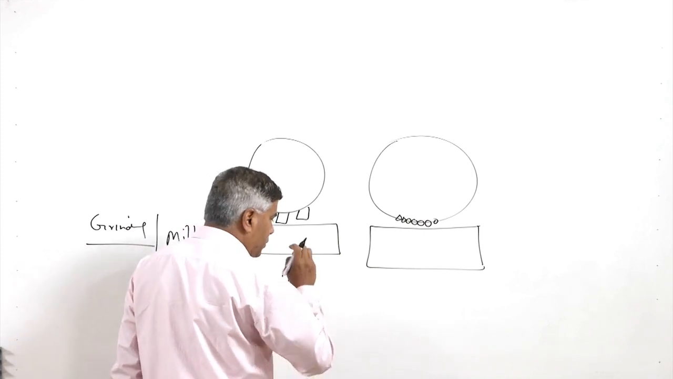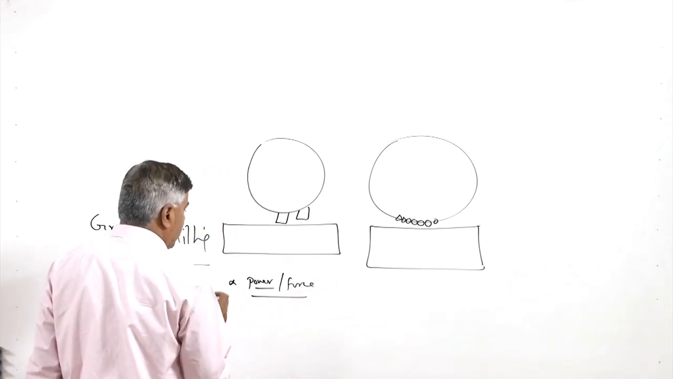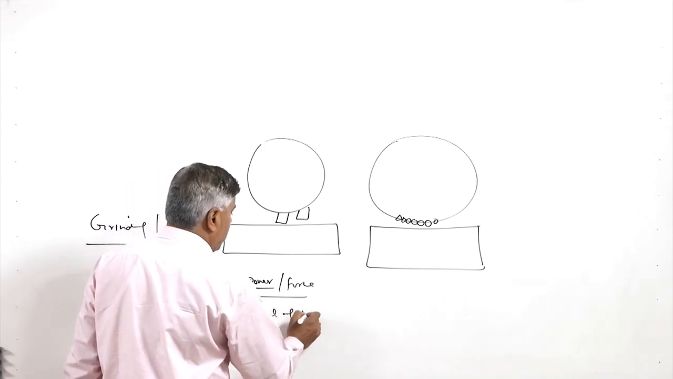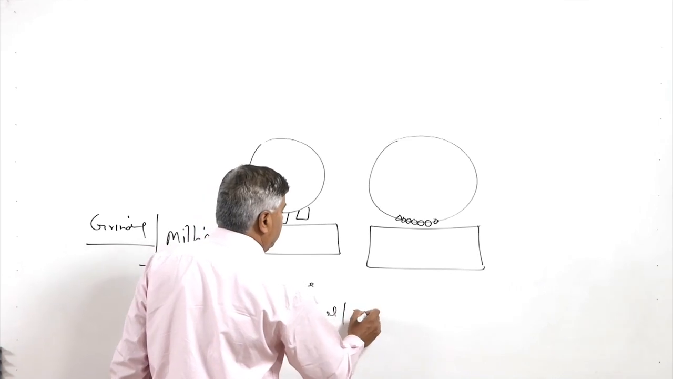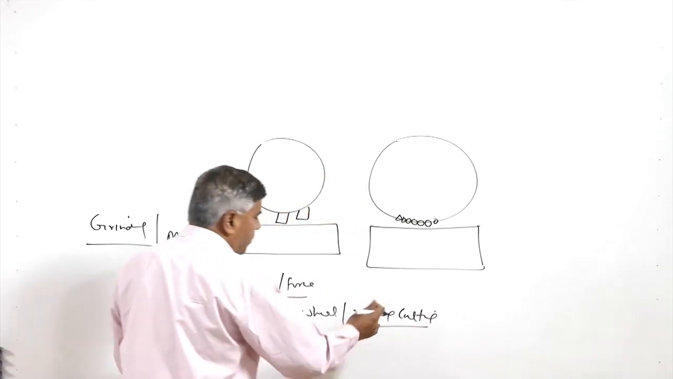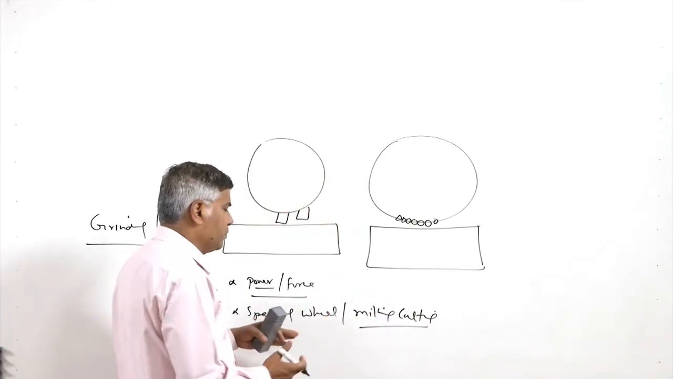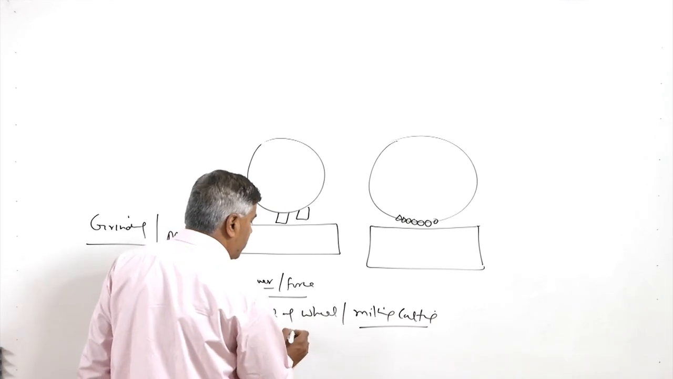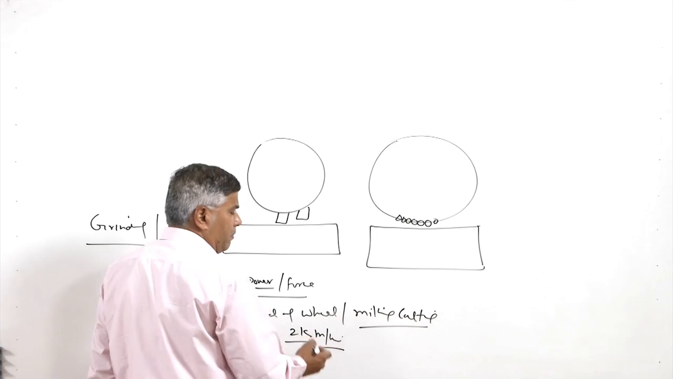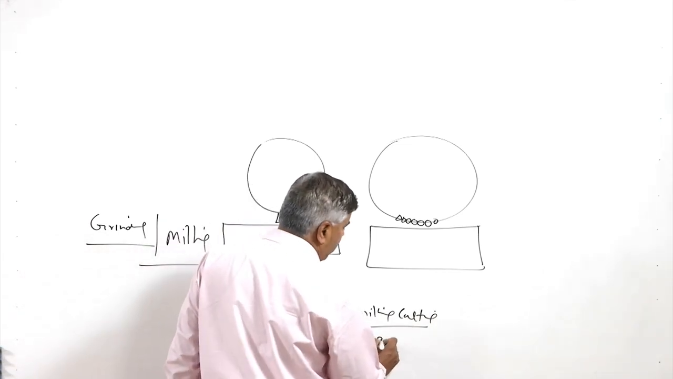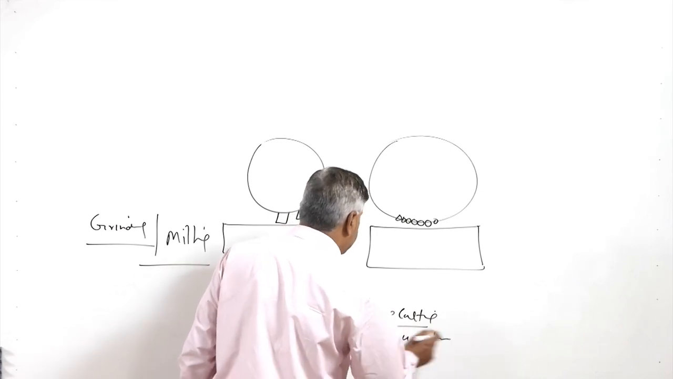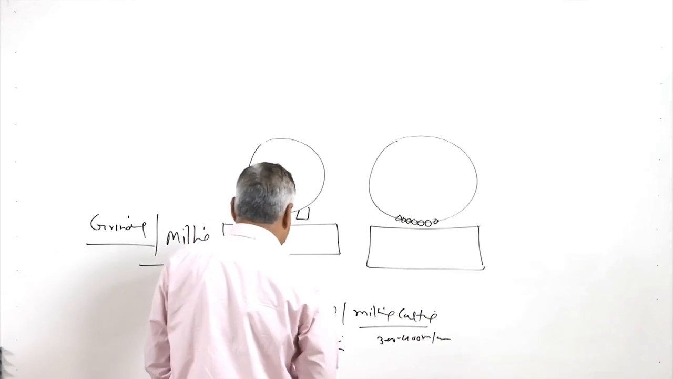Another aspect is the speed of the wheel or the milling cutter. Milling cutters rotate at a much lower speed as compared to grinding wheels. Grinding wheel speeds of up to 2000 meters per minute are normally used, but for milling, speeds of say 300 or 400 meters per minute or even lower are used.